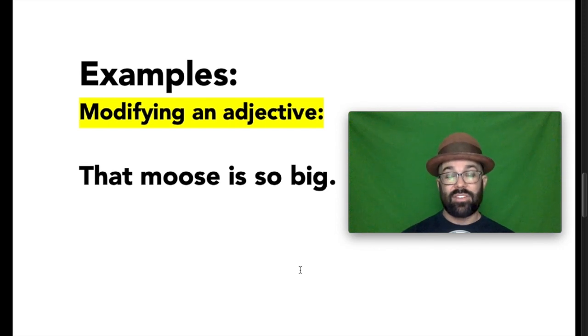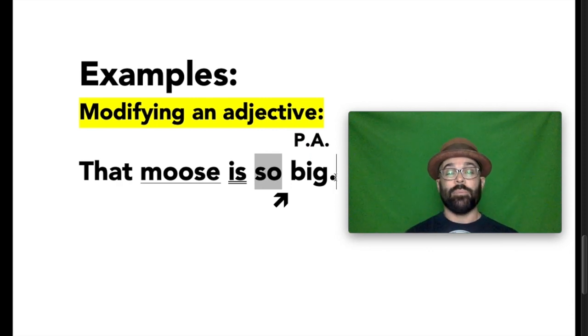Once again, I'm going to mark this sentence up so it's a little easier to understand. Moose is the simple subject. Is is the verb. That's the verb to be in its present tense with a singular subject. Big is a predicate adjective. Is, of course, the verb to be, is a linking verb, and in this case it's linking a predicate adjective, big, to the subject, moose. But this sentence also contains an adverb, one of the adverbs from the to what extent list: so. In this example, so is modifying the adjective big, telling us to what extent it is big.